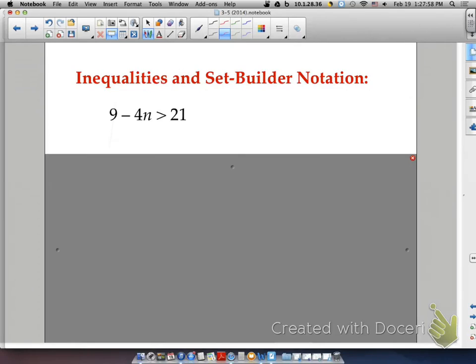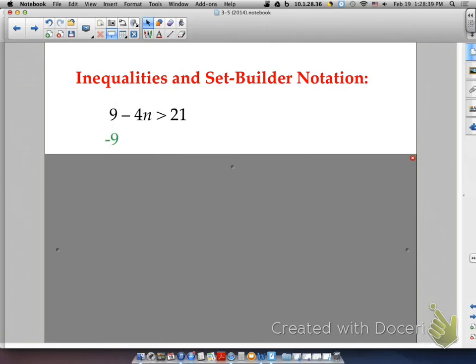Kayla? What is the first thing I do, Kayla? Like the last page, this is an inequality. I don't know what the value of n is yet. So I have to simplify, solve for n, and then write my answer in set builder notation. Go ahead. What is the first thing I do? Oh, you subtract 9. I subtract 9 from both sides, correct?